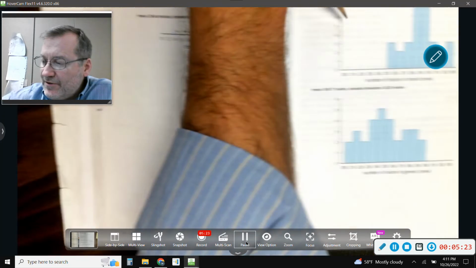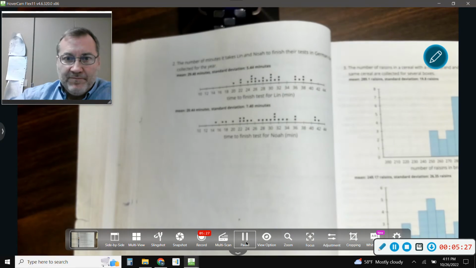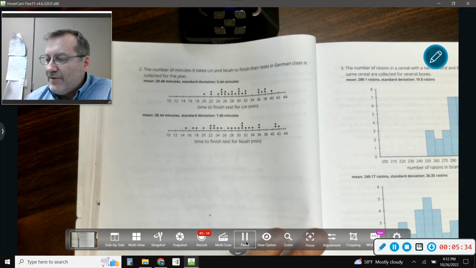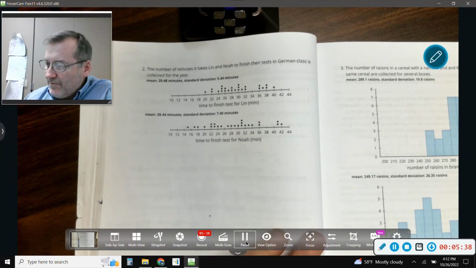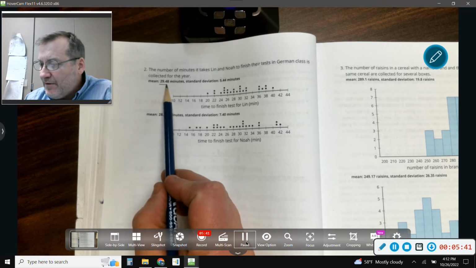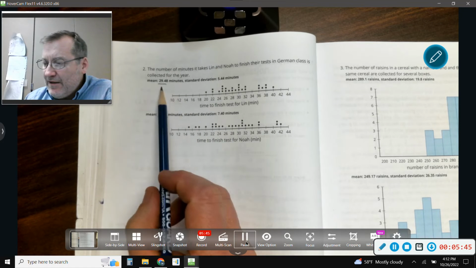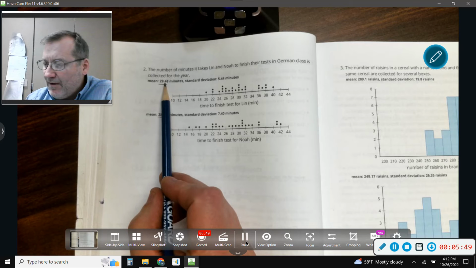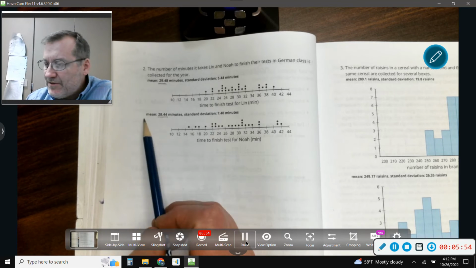And let's look at number 2 here. It says the number of minutes it takes for Lynn and Noah to finish their tests in German class is collected for the year. All right, so if you look at this, what do we see? Well, we got a 29.48 versus a 28.44, so those two numbers are pretty close. I mean, you're only off by a minute. You're a little bit longer here, but maybe like a minute, so not too much difference.